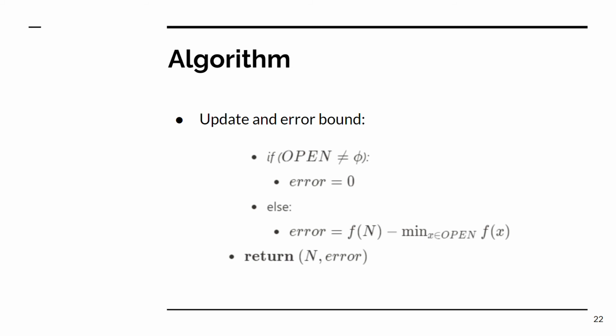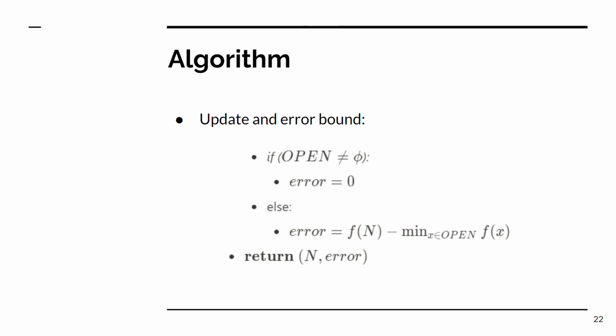So if the open list is completely empty, the error will be 0, as it means that the optimal solution has been found. If the open list is not empty, the error would be the difference between the current solution's f value and the minimum node's f value from the open list.